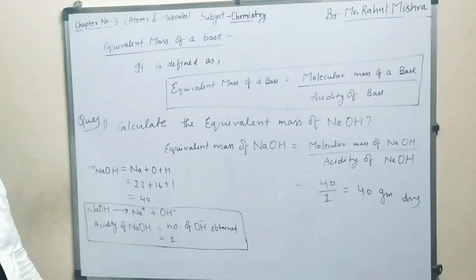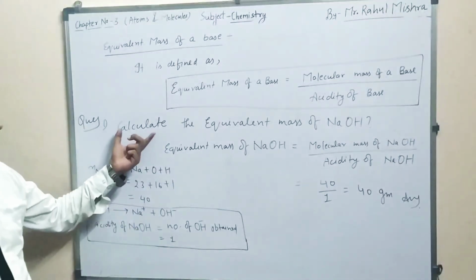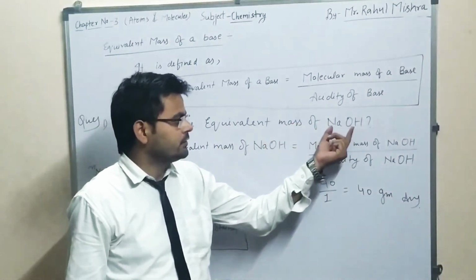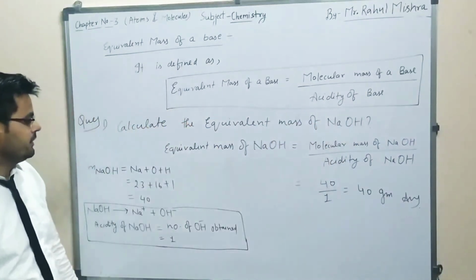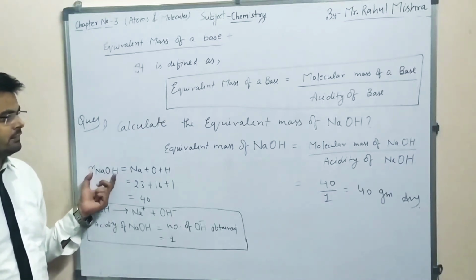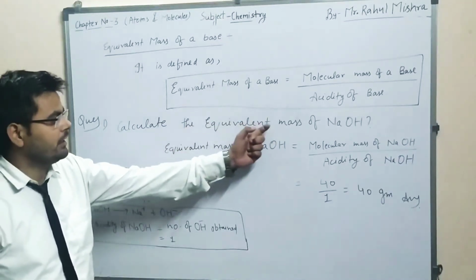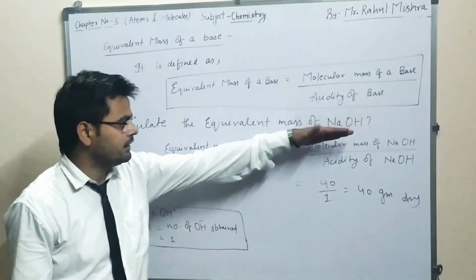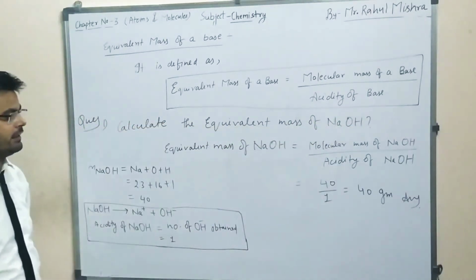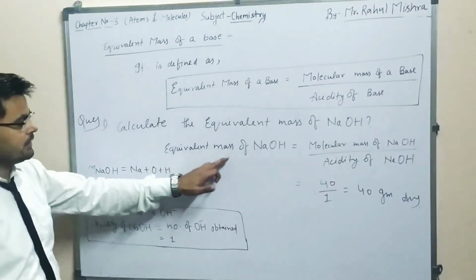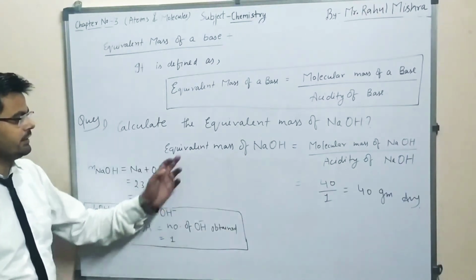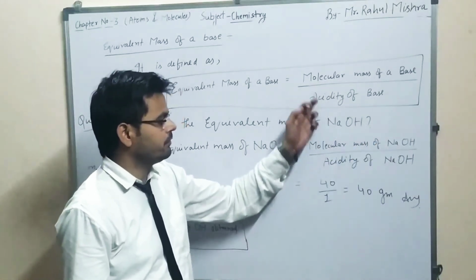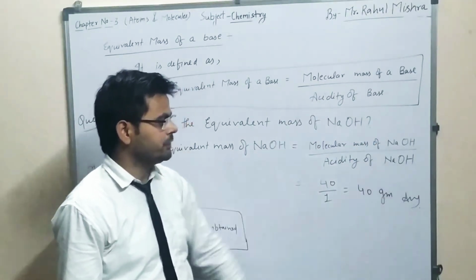So listen, what is the equivalent mass of NaOH? We all know that NaOH is a base. So you have to calculate the equivalent mass of NaOH. हमें NaOH बेस का equivalent mass निकालना है. So equivalent mass of NaOH is equal to molecular mass of NaOH divided by acidity of NaOH.